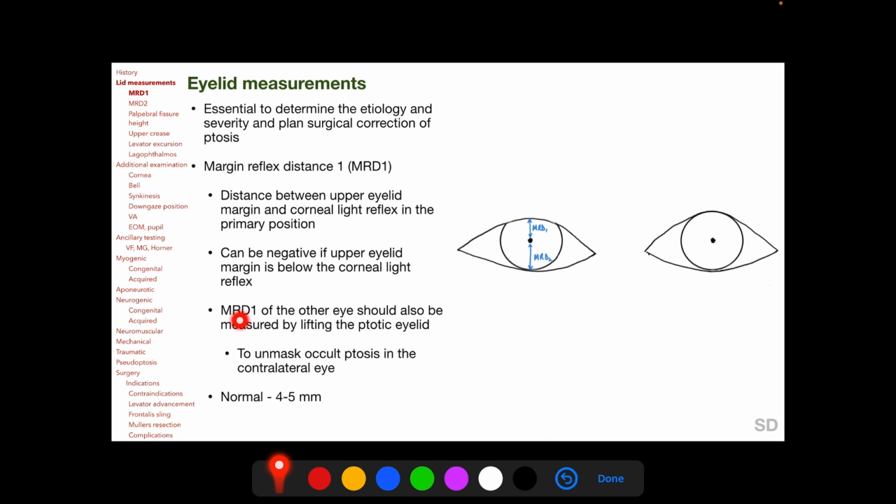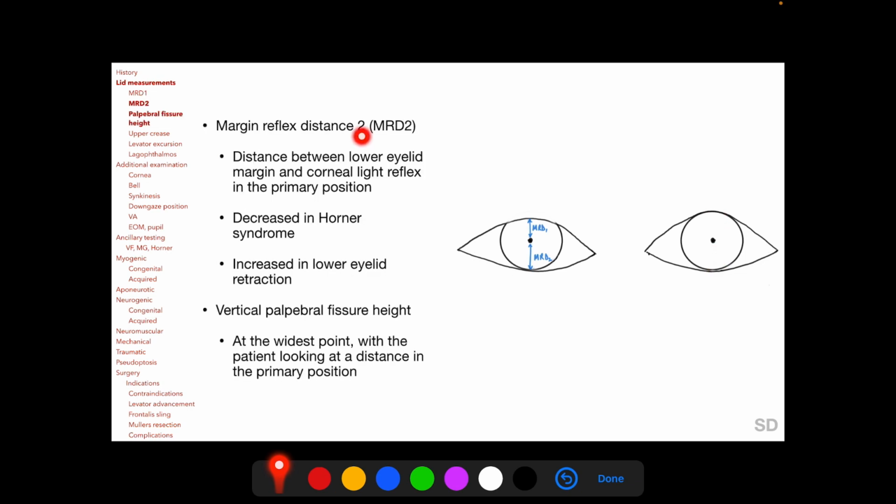MRD1 of the other eye should also be measured by lifting the ptotic eyelid so as to negate the action of the frontalis to unmask occult ptosis in the contralateral eye. The normal value of MRD1 is 4 to 5 mm, that is half the vertical height of the cornea.